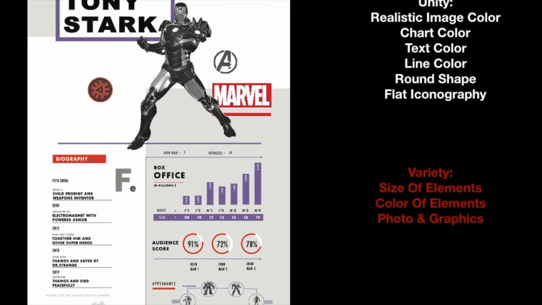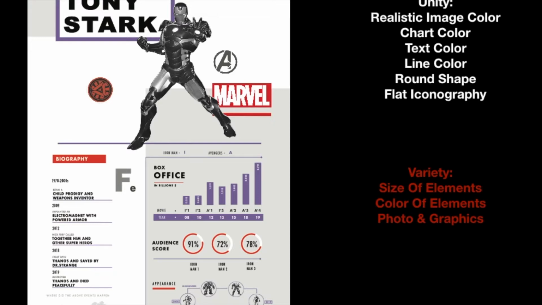Next, I'm going to talk about the unity in my infographic. First one, the realistic images in my infographic are all in grayscale. No matter the giant one at the very top or the small ones inside the appearance relationship, they're all in grayscale since I want them to stand out, while other elements of mine are all in colorful colors. For the charts, I also group them in colors. For example, the box office are all in purple, and the donut charts of the audience scores are all in red. I did this because I want my audience to compare them inside and differentiate them outside.